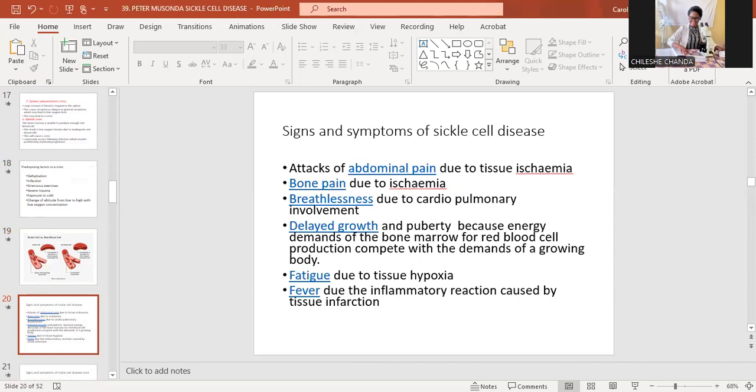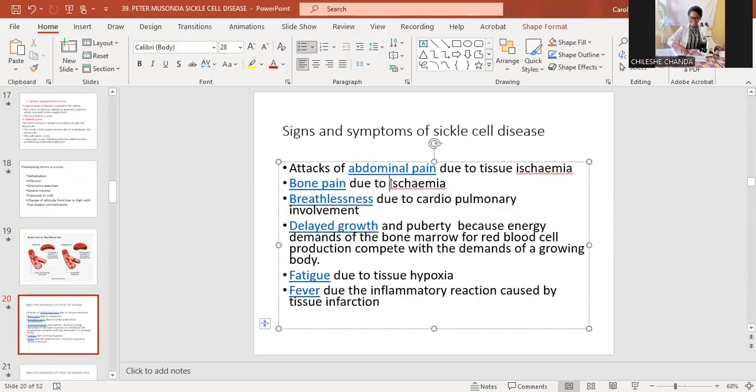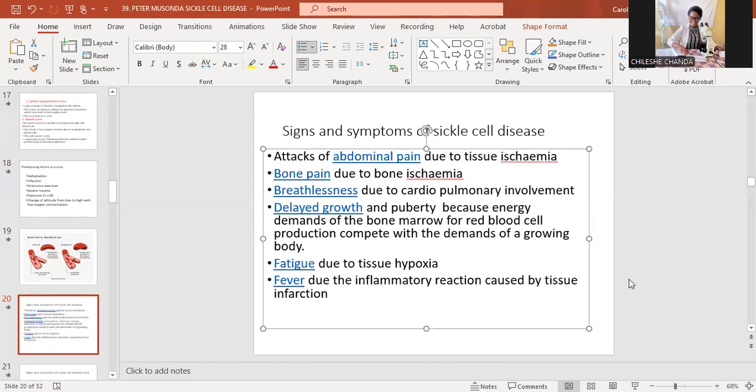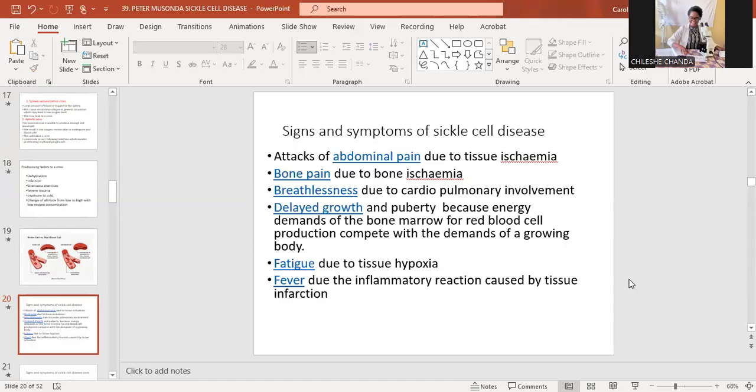Now, let us look at the signs and symptoms. Signs and symptoms include attacks of abdominal pain. This is due to ischemia of the abdominal tissues, the abdominal viscera. And the patient is going to have bone pain due to bone ischemia, and breathlessness will be there due to cardiopulmonary involvement. So you find that the blood is not enough. If the blood is not enough, red blood cells are not enough. And so the patient is going to be struggling to provide oxygen to all body parts, and therefore they are going to try and breathe in as much as possible.